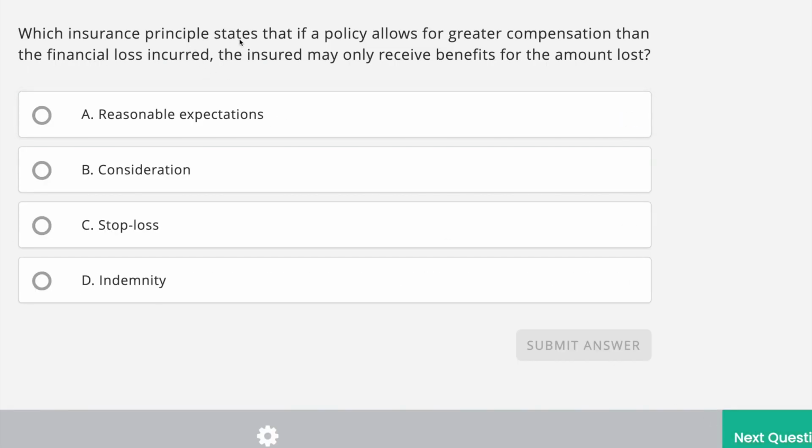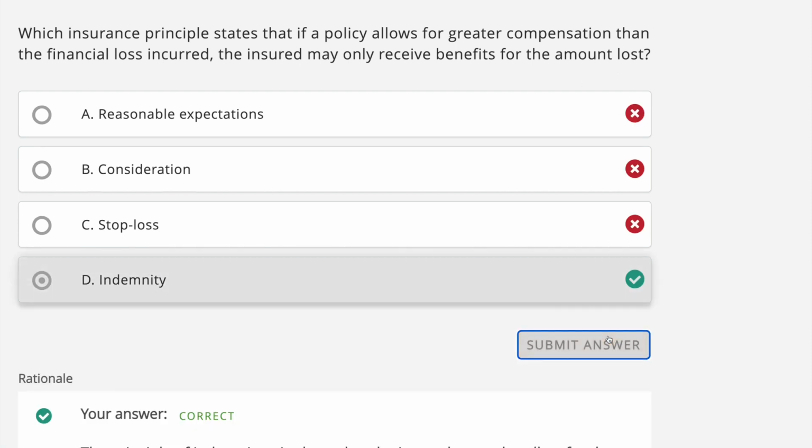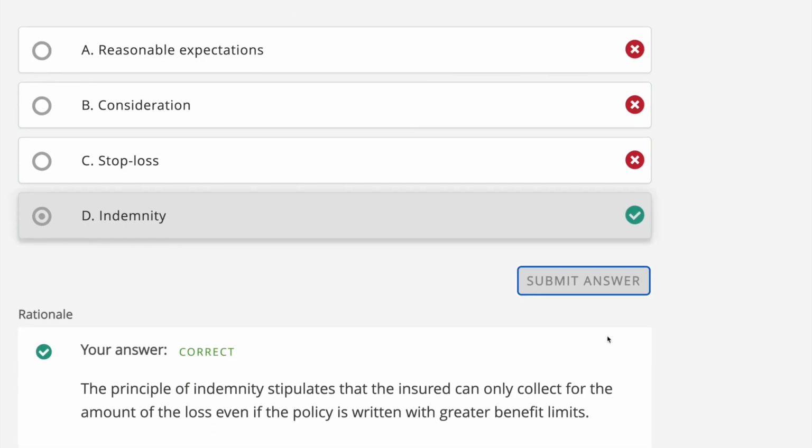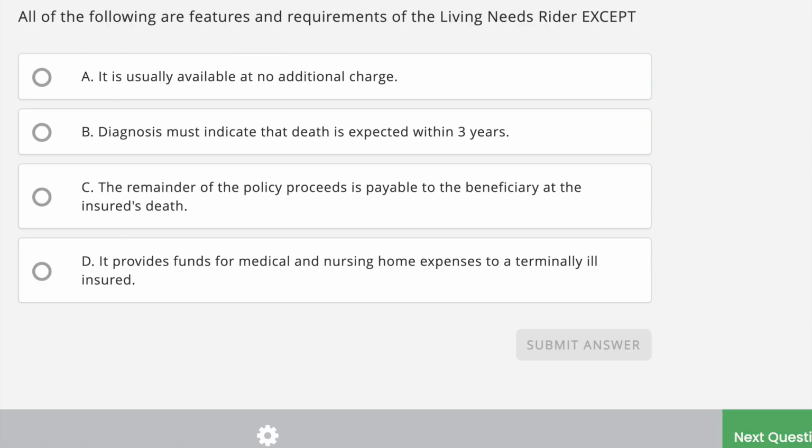Which insurance principle states that if a policy allows for greater compensation than the financial loss incurred, the insured may only receive benefits for the amount lost? Indemnity. Indemnity only pays what you lost. It doesn't pay more than what you lost. That's it. It's only going to pay you what you lost.